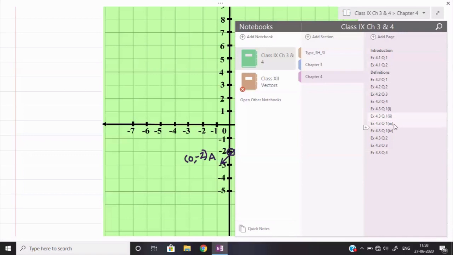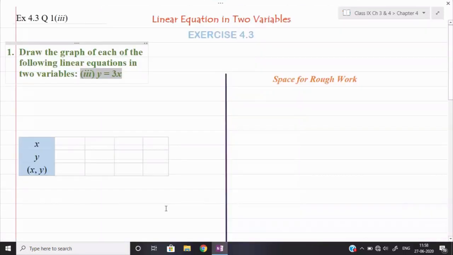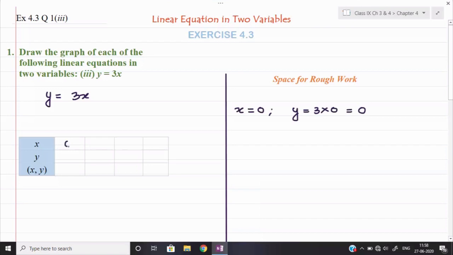So in part number third, what have we been given? See, part number third is given here as y is equal to 3x. So here the value of y is already given, so we need not make any changes. We'll write down the equation as it is, y is equal to 3x. Now I will take the value of x is equal to 0 here. So definitely the value of y will also be 0, because 3 into 0 will be 0. So I can say that my first point is 0 comma 0.